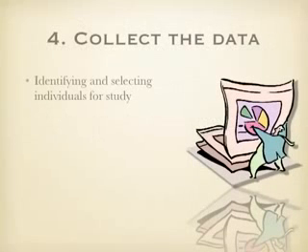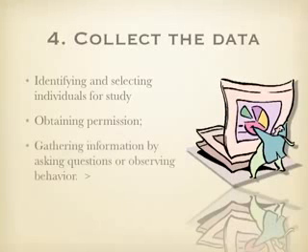Next thing you do is you collect the data. You identify individuals for study. This is often called sampling the population: the group, the individuals from the entire population that you wish to single out for study or to talk to about gaining more information. You obtain permission from the site that you're working and from the individuals that you're going to be working with. And then oftentimes you gather that information by asking questions or observing behavior.